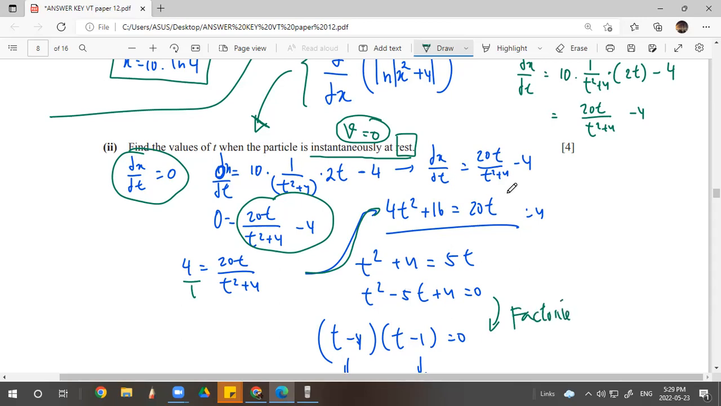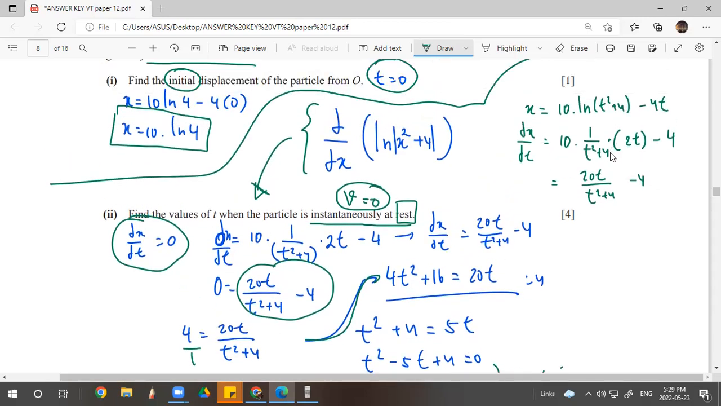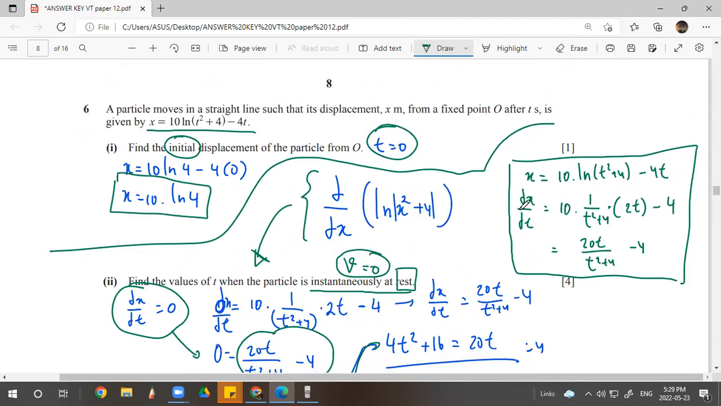Can you explain the first one again? Okay, this one? The one where you put 0, can you scroll up again? Yeah, the initial. Oh, okay. So initial displacement is where t equals 0. This is the formula. Initial, first, before it is moving. Right, so initial is always t equals 0. Instantaneously at rest, the v equals 0, or the dx/dt, the derivative, equals 0. Get it?